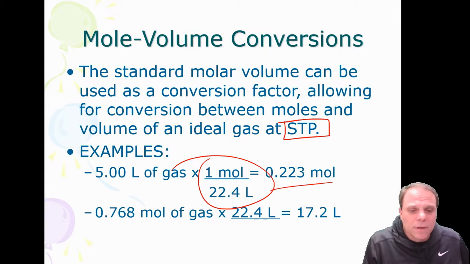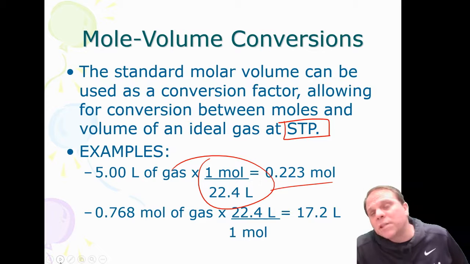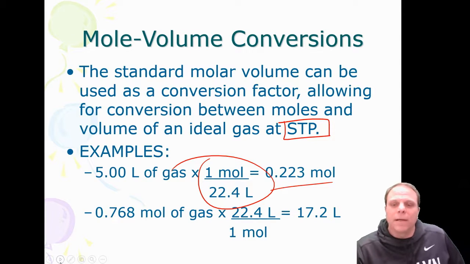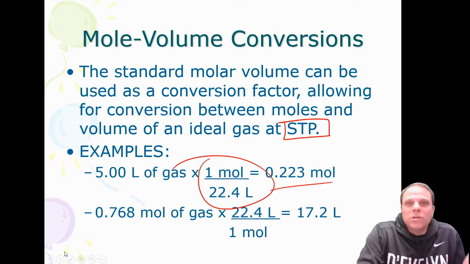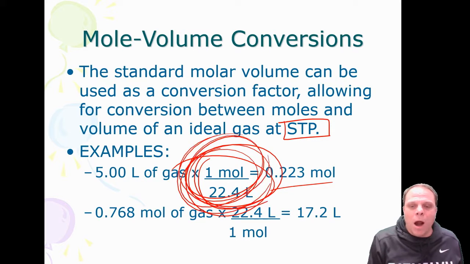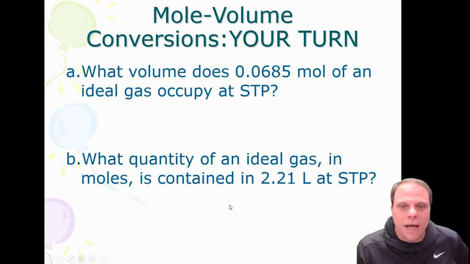Here's another example on this one, right? You can say 0.768 moles of a gas is equal to 17.2 liters of a gas at STP. Can't do it if it's not at STP, all right? So this is great. I now have a new conversion factor, and you better memorize that one. Okay, 1 mole of any gas is equal to 22.4 liters of gas at STP. Memorize that. You're going to use that.